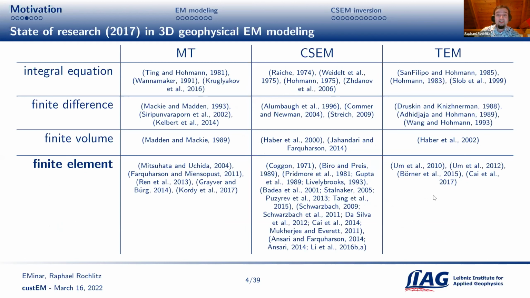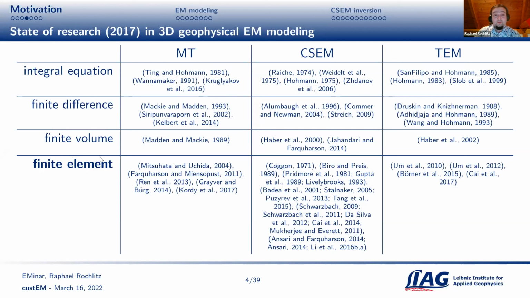When I started with this project, it was mainly part of my PhD until 2019. I did some extensive literature research, and I found that we have these multiple electromagnetic modeling disciplines. That means magnetotellurics, controlled source electromagnetics, and transient electromagnetics. And for these disciplines, we have different numerical methods, and the most popular ones are clearly integral equation, finite difference, finite volume, and finite element.